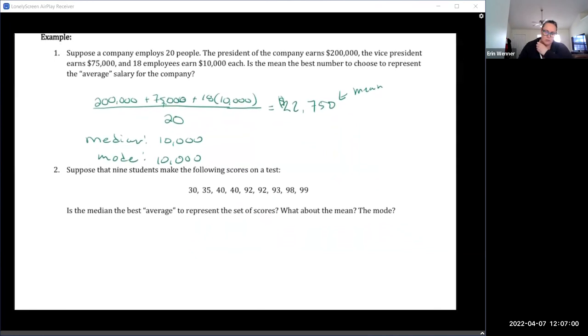So then, suppose the 9 students make the following test scores. Is the median the best average to represent the set of scores? What about the mean and the mode? So I want you to go ahead and find the mean, median, and mode and tell me what you think would be the better number to represent this set of data. If there is a good one, if not, tell me that too.